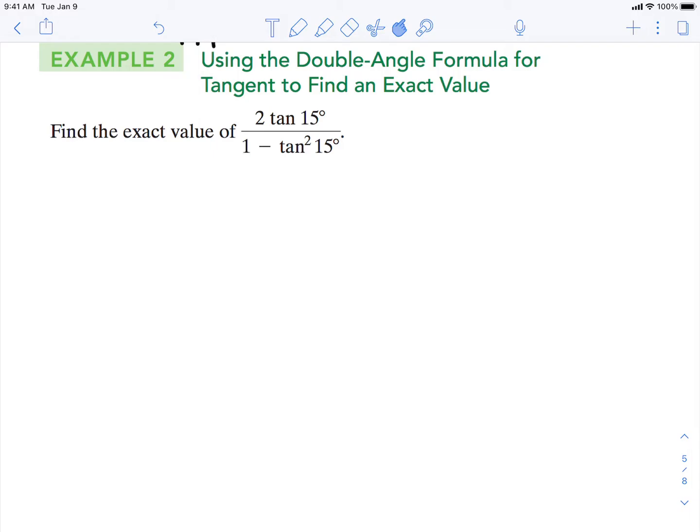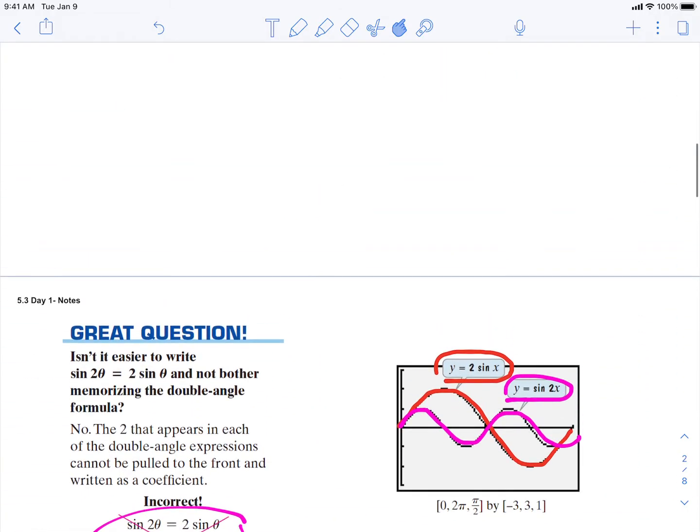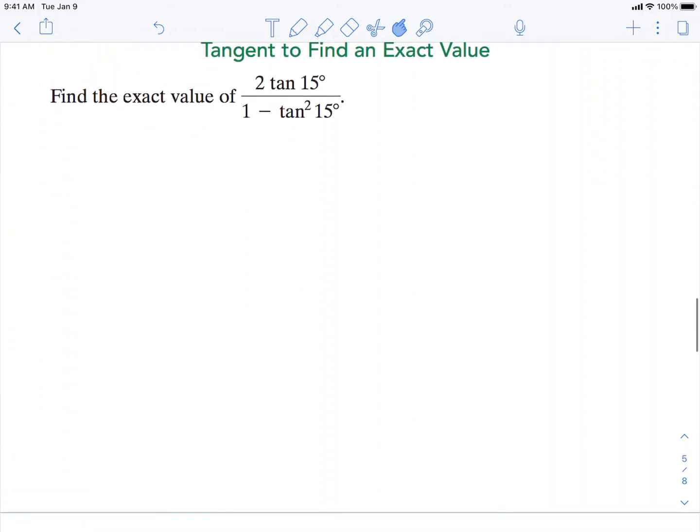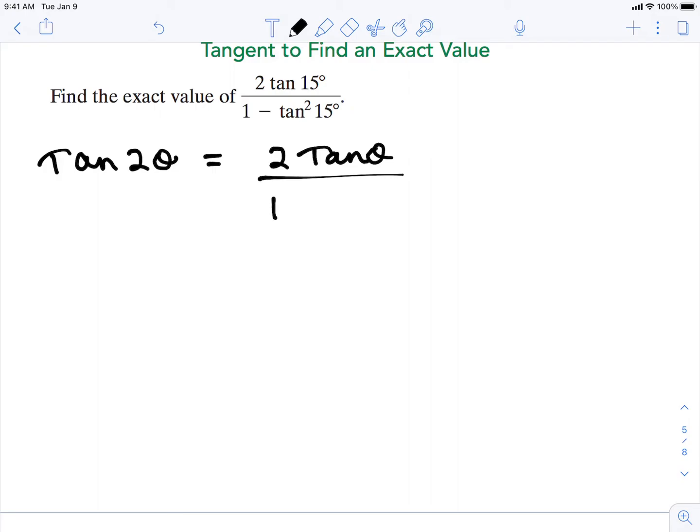All right, here's a continuation of the double angle formula. So we're going to work in this example with the double angle for the tangent. It's asking us to find the exact value of this rational expression. So we're going to go up to our notes in the yellow box, and we're going to work with this black formula right here. I'm going to go ahead and just write that formula down. That formula is the tangent of 2 theta equals 2 tangent of theta over 1 minus tangent squared of theta.